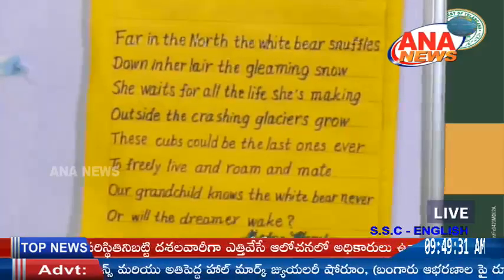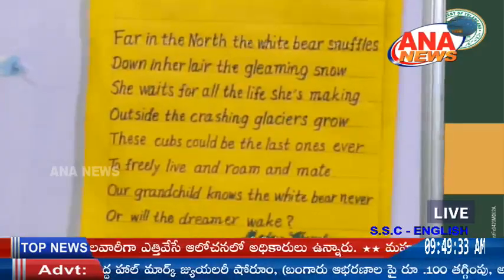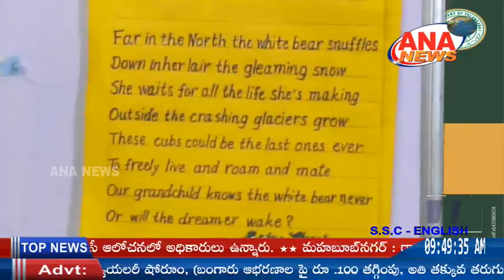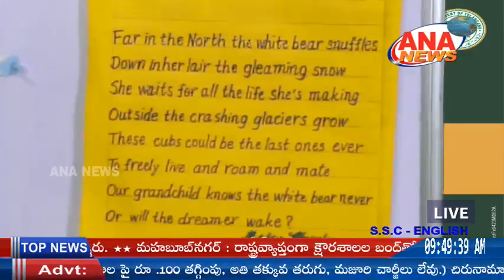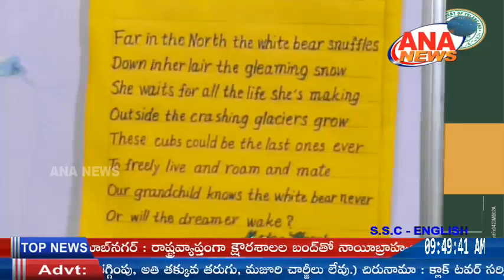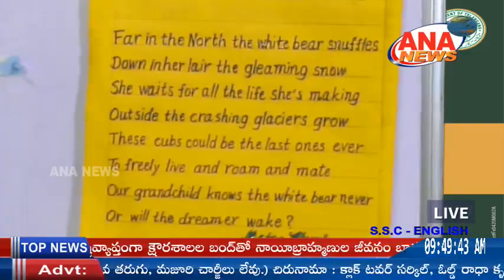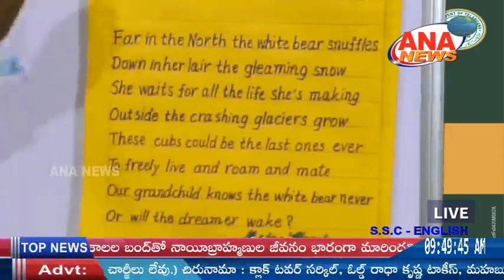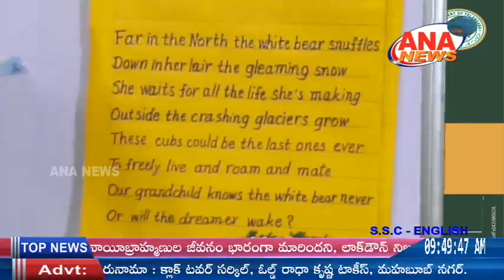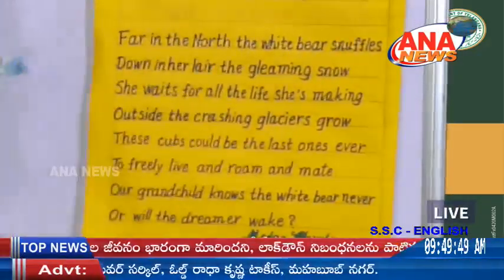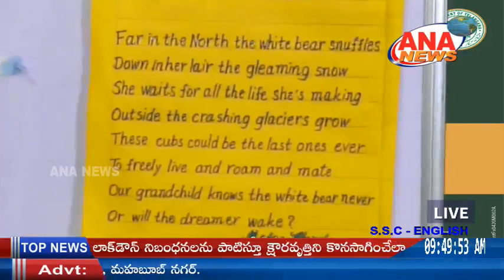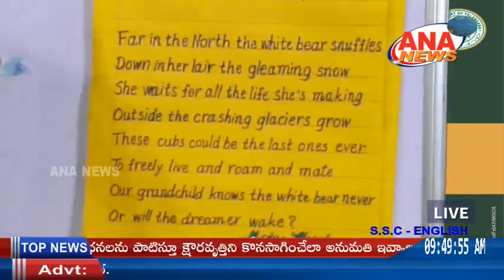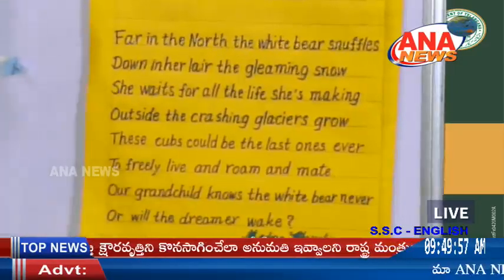Why? Because of man's activities. Man has become a threat to the entire wildlife and environment. Because of man's activities, because of global warming, the snow mountains begin to melt. Finally, what happens? These cubs could be the last ones ever, and after that, there won't be any cubs or any bears. Our grandchild knows white bear never.